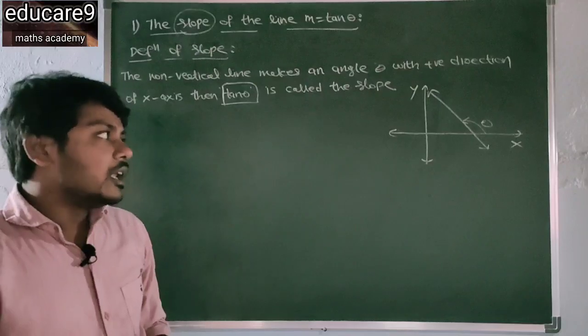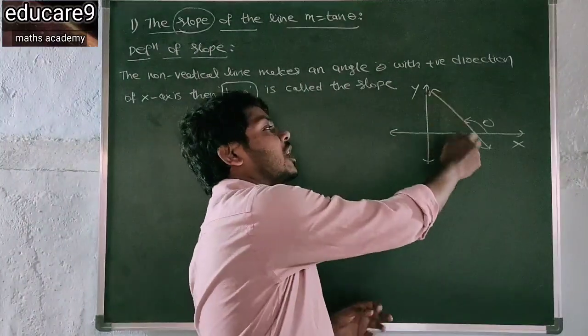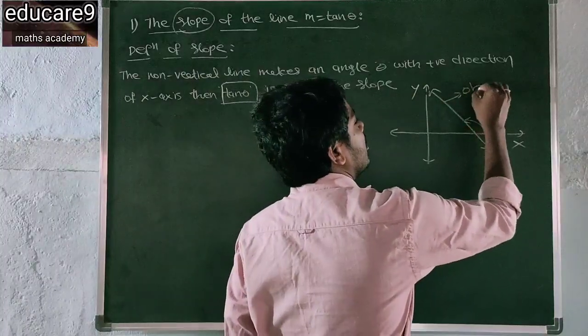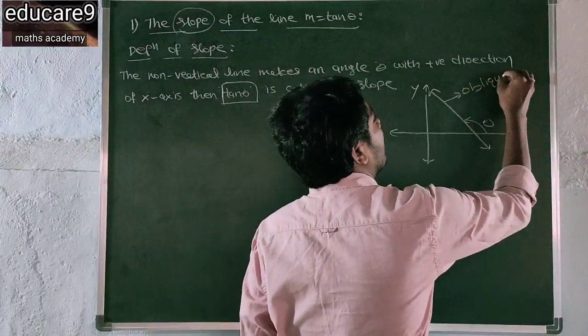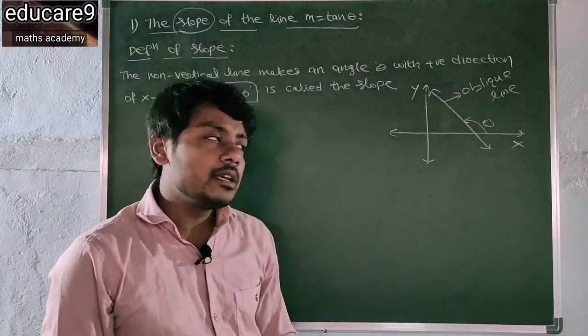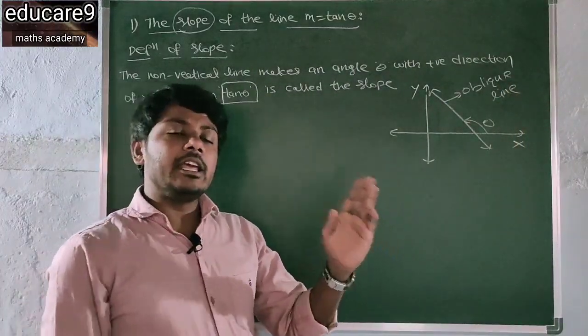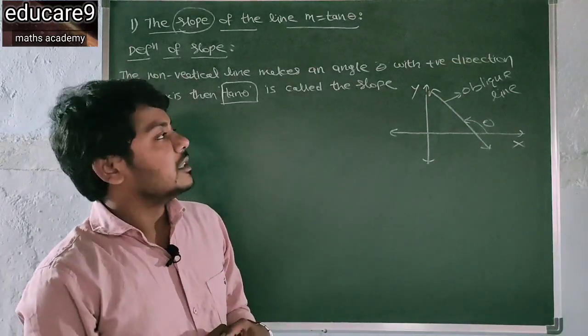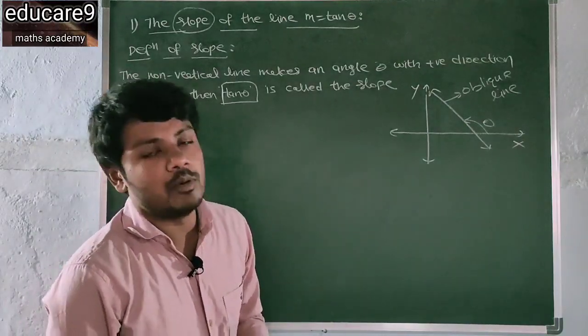Okay. Now this line is also called an oblique line. So oblique line means if any line is neither parallel nor perpendicular, then that line is called an oblique line.